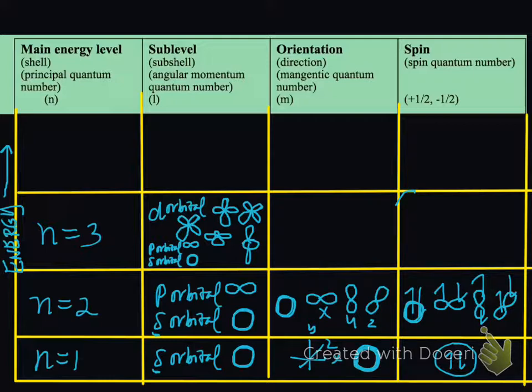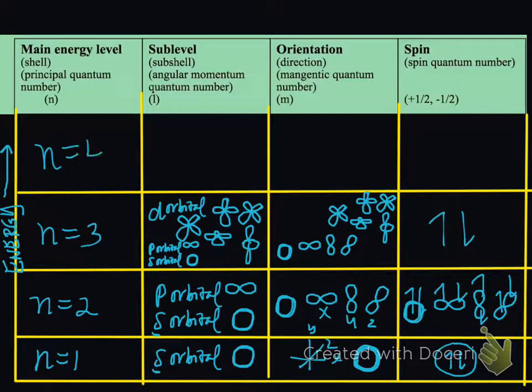So we now have our 1s orbital on the third main energy level, 3 p orbitals on the third main energy level, and 5 d orbitals on the third main energy level. And each of them gets, guess what? Yep, that's right, 2 electrons. One with spin up, one with spin down. Okay, it's getting crowded in here. Let's move up to the 4th main energy level.